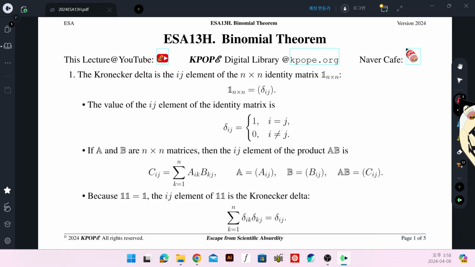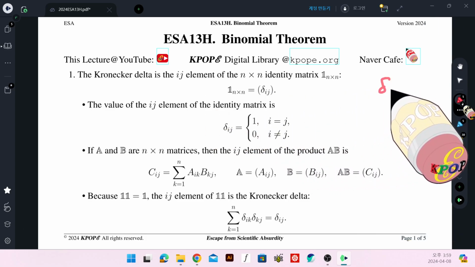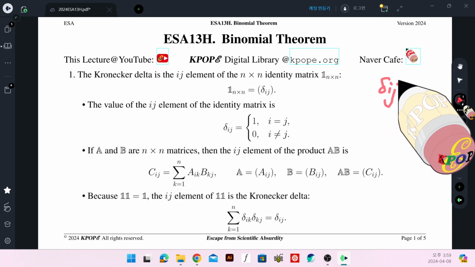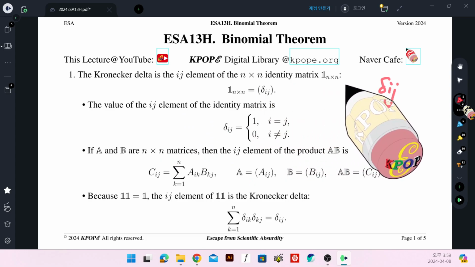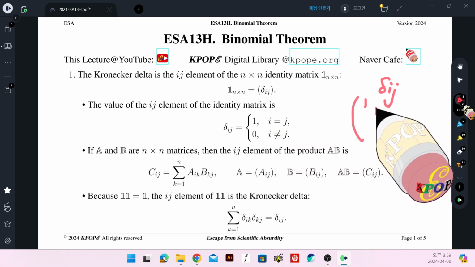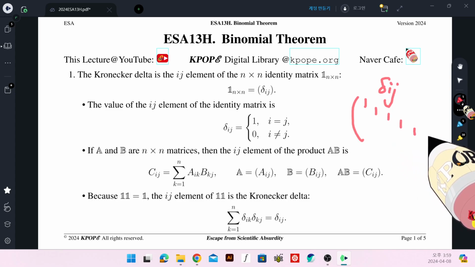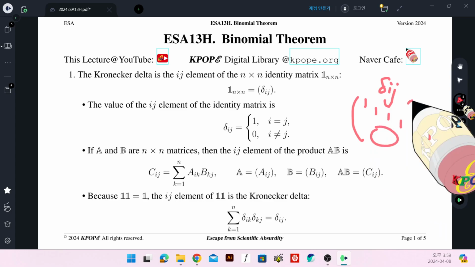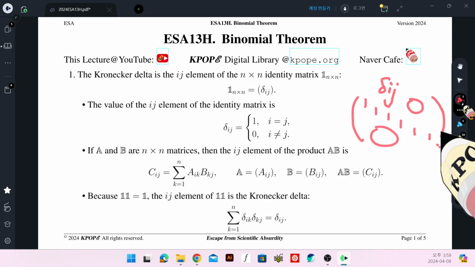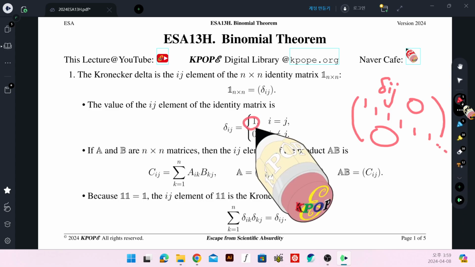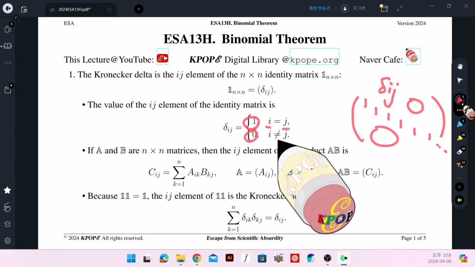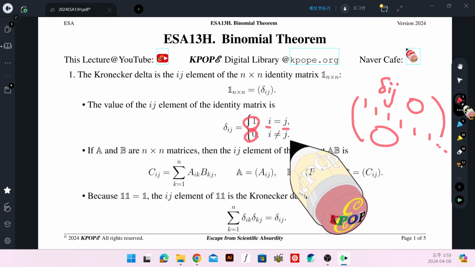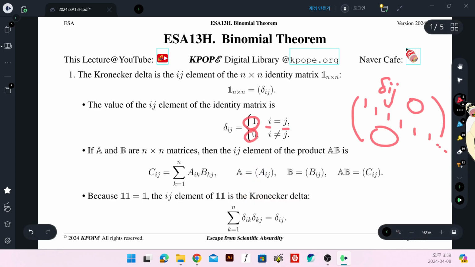The canonical delta is written as delta ij, that is the ij element of the n by n identity matrix, that is a matrix whose diagonal elements are all 1 and all off-diagonal elements are all 0. So that can be expressed as delta ij equals 1 if i and j are the same, and if i and j are different, then delta ij equals 0.